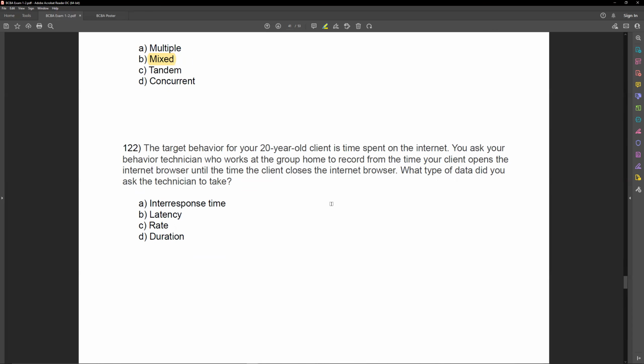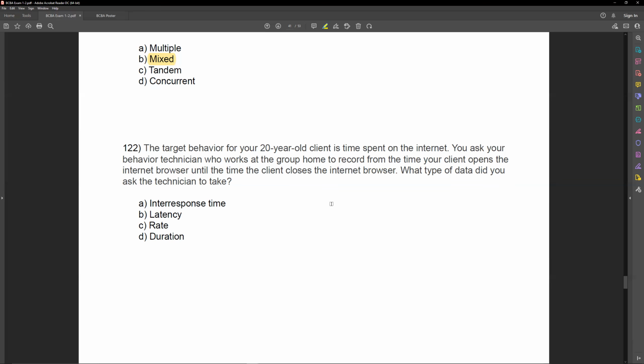But that's not what we're looking at. We're looking at just singular responses of being on the internet and how long they spend on the internet at any given time. So interresponse time is not it. What about B, latency? Well, that's time between the SD and the start of the response. We're not sure what the SD for getting on the internet is, okay? So we're not recording that. We're recording the actual time spent on the internet, the actual total time of that response.